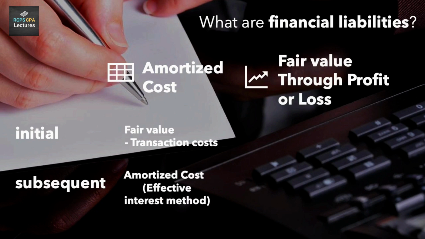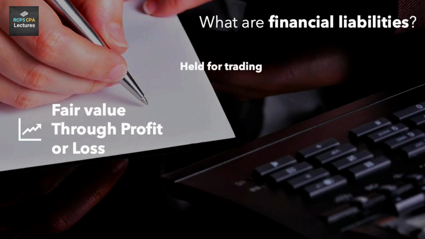Subsequently, they are measured at amortized cost using the effective interest method. Examples of these liabilities include loans, trade payables, and bonds. On the other hand, financial liabilities measured at FVTPL are recognized initially and subsequently at fair values, with subsequent changes in fair values recognized generally in profit or loss, or in the income statement of the entity. Examples of financial liabilities at FVTPL include held for trading liabilities such as derivative financial liabilities and certain liabilities that are designated by the entity at fair value through profit or loss.